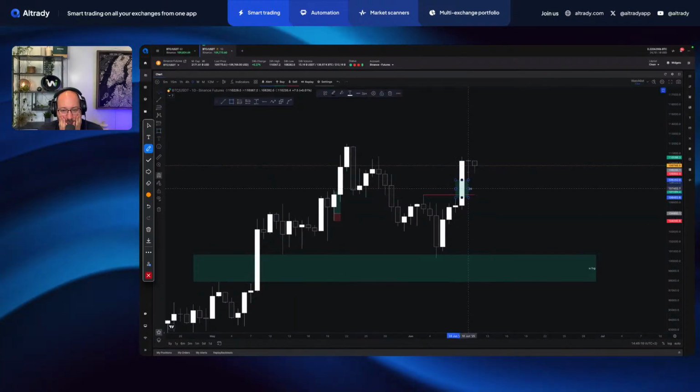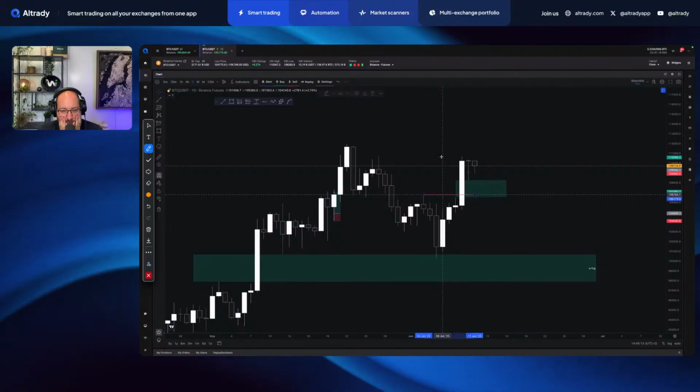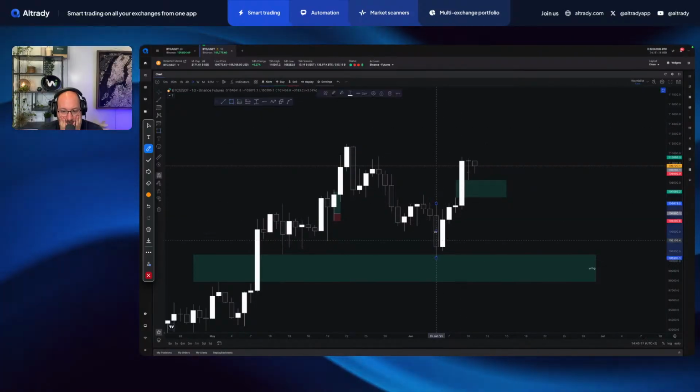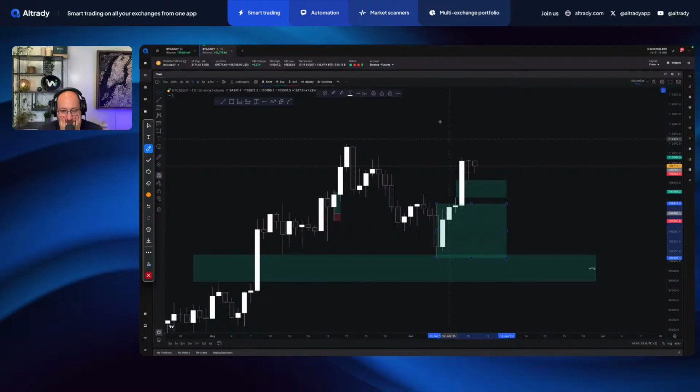Daily we have a fair value gap. Daily fair value gap, which is good, which could be a potential entry area. And also this can be the order block.